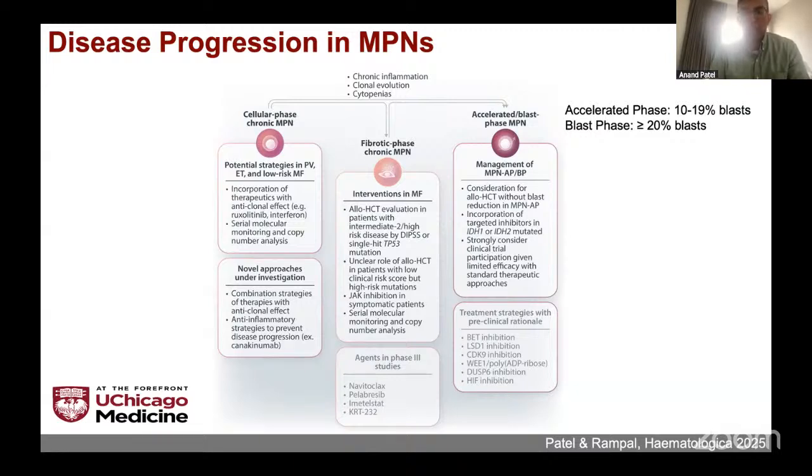So thankfully, this is a rare complication of MPNs, but it does happen. And this is where MPNs start to behave more like an acute leukemia or an aggressive leukemia. So really the goal there is to think about using chemotherapy strategies that you would for acute myeloid leukemia, which is an aggressive leukemia that accelerated and blast phase MPNs behave like, and trying to get to a stem cell transplant if appropriate.